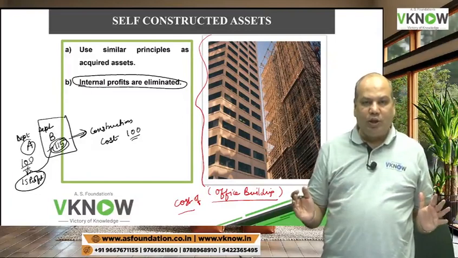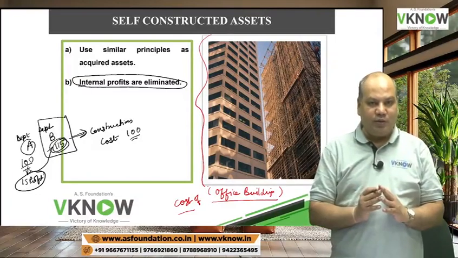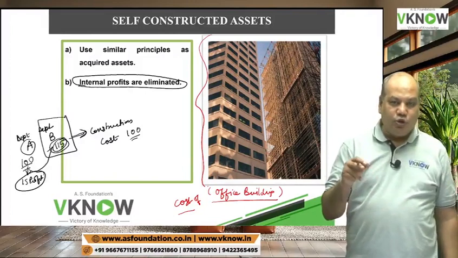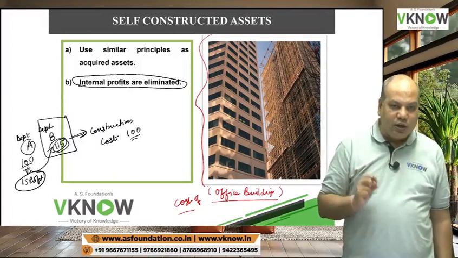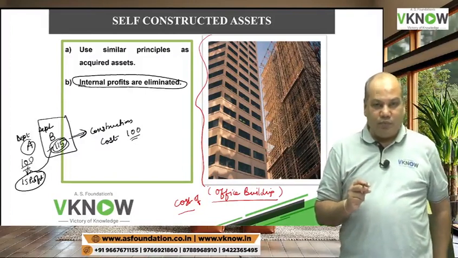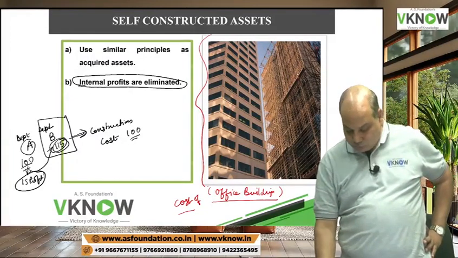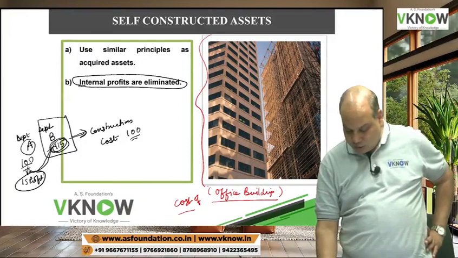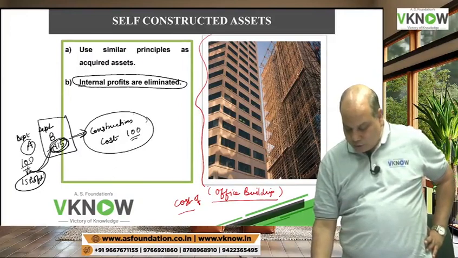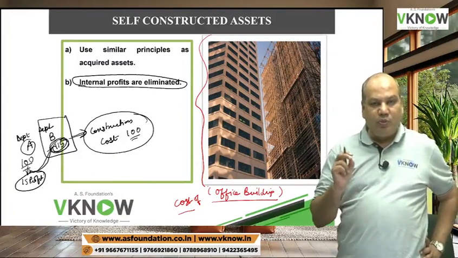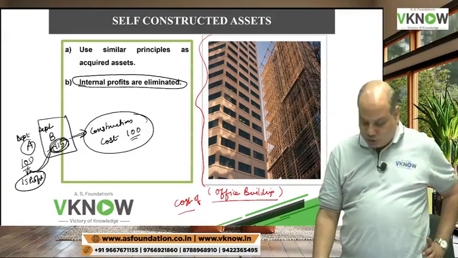The two departments belong to the same entity. You can't make profit from your own self. So if there is an internally generated profit, then that will not be included in the cost. So if A transfers to B at 115 rupees, and that material was used for construction, the cost will still be 100 rupees in the balance sheet.